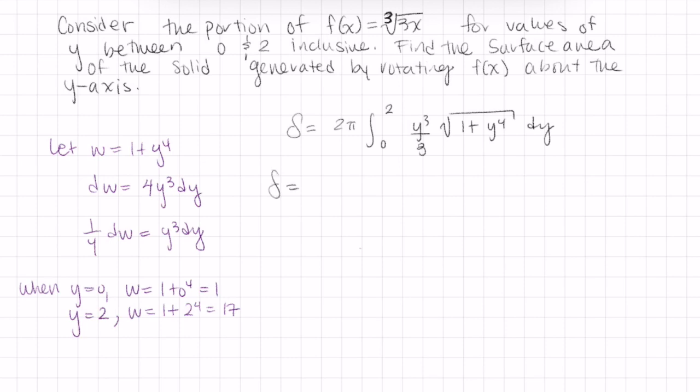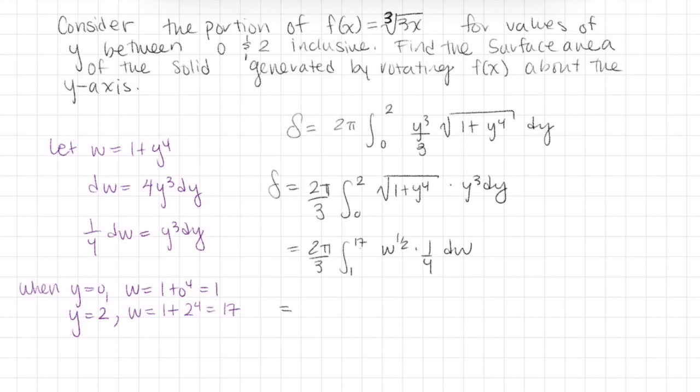So my surface area is equal to 2 pi over 3 times the integral from 0 to 2 of the square root of 1 plus y to the 4th, times y cubed dy. And then I rewrote this so we could clearly see this whole portion here is dw, and everything in here is just w. So this becomes 2 pi over 3 times the integral from 1 to 17 of w to the 1/2 power times 1/4 dw.